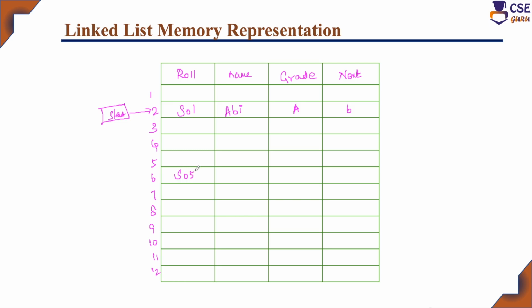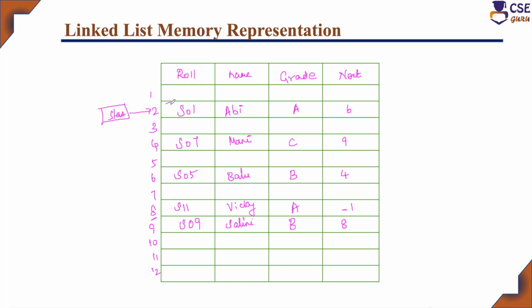For example, S05 and Balu, grade is B, and the next memory location may be 4. In the 4th memory location S07, name Money will be stored, C grade, and the next memory location, maybe I'll consider here as 9. So here the next pointer value is 9. Okay, and here is S09 Shalini, and the grade is B. Its next pointer value may be 8. Here the next value will be stored, S11 Vicky, and grade is A, and this is the last node, it is represented by -1.